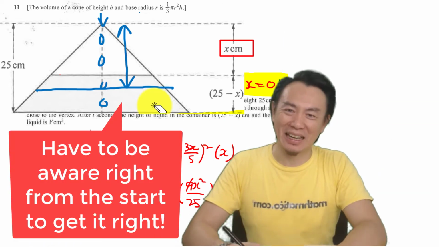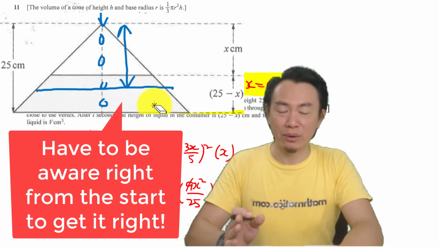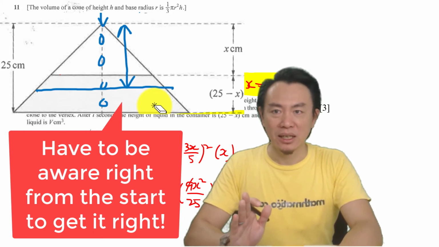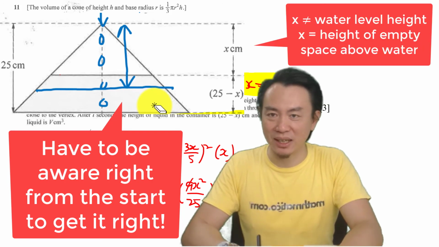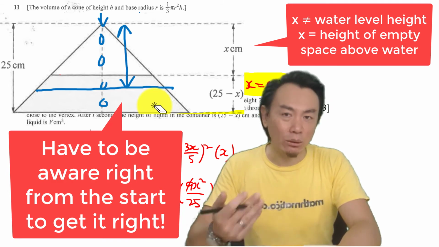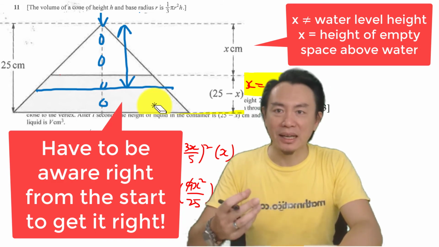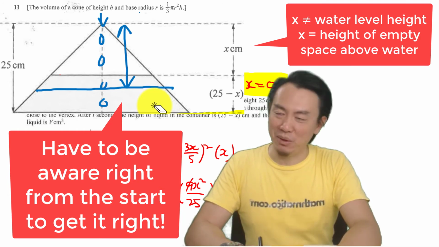And I missed it. I read it, but I wasn't alert to it and didn't raise a red flag right in the beginning, because I should have seen it. If I were to get it right, I would have seen it the first time I read it. This is something you have to be careful about. It's counterintuitive. x is not the water level, but x is in fact the height of the empty space on top of the water level. Wow.